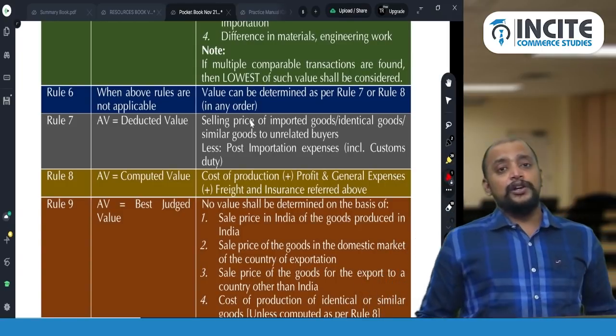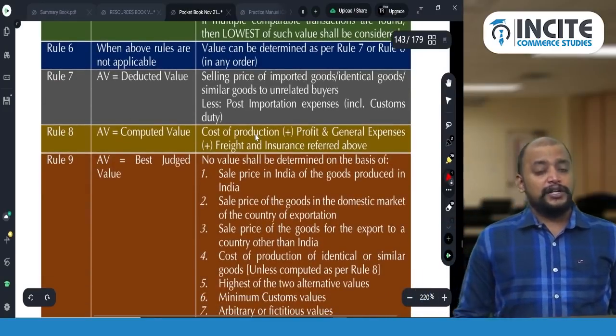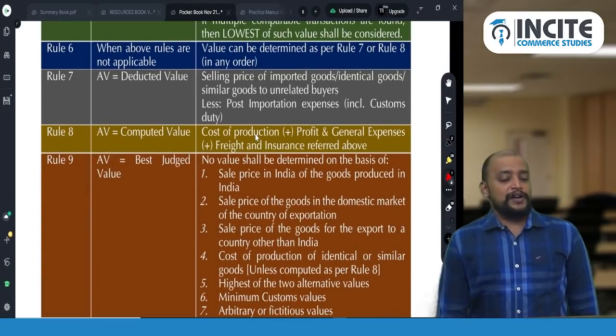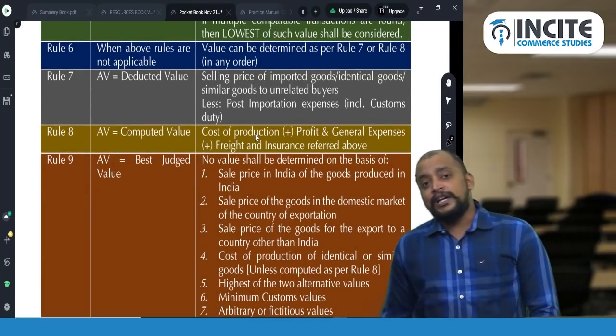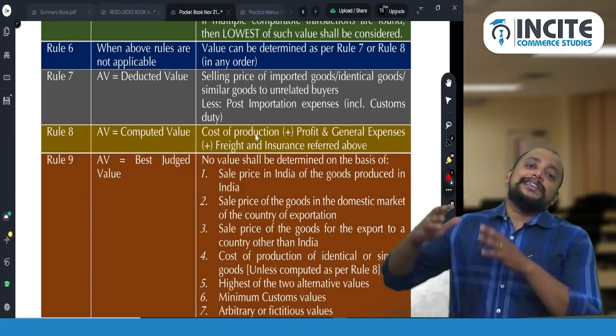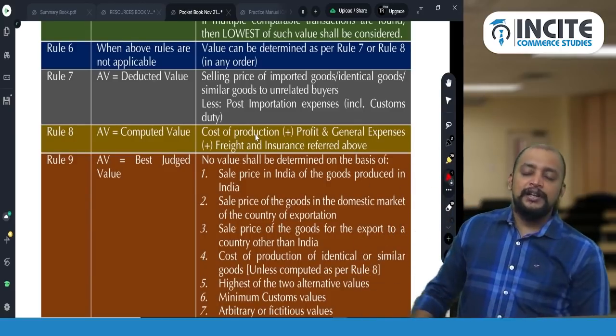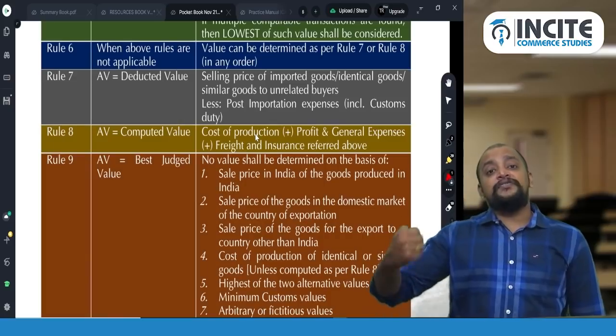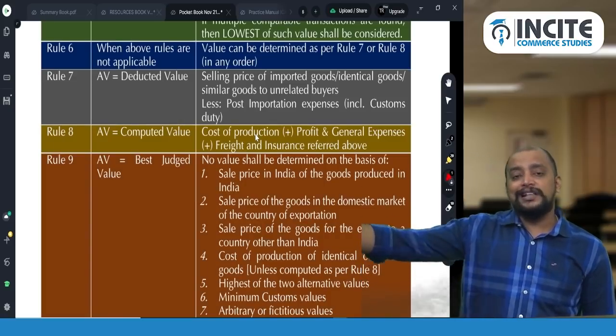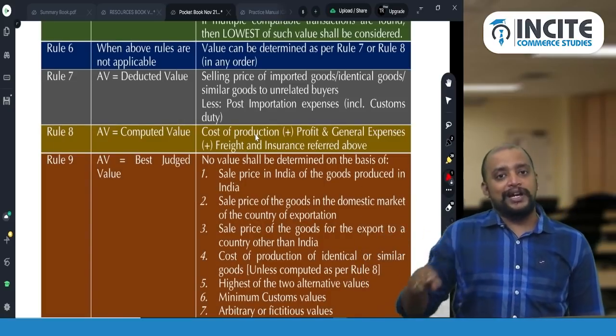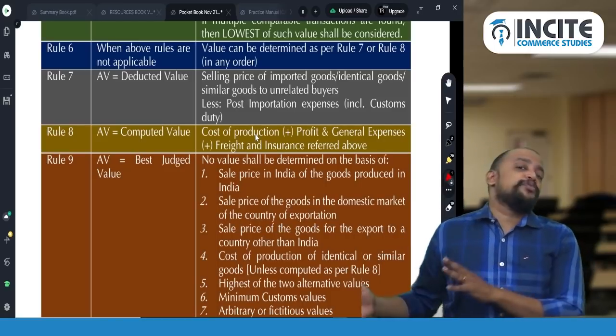Rule 7 and rule 8. Rule 7 talks about deductive value, rule 8 talks about computed value. Deductive value means do it in reverse. See the selling price in India after importation. After importing the goods, at the first level after importation, you take the selling price in India and do the back working, minus all post importation expenses.